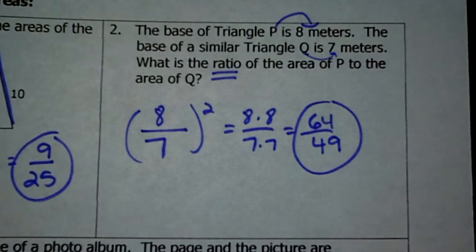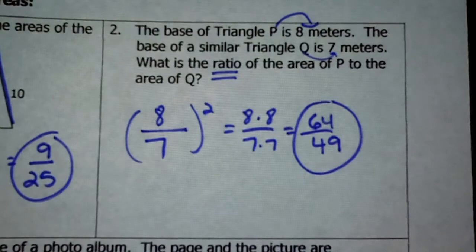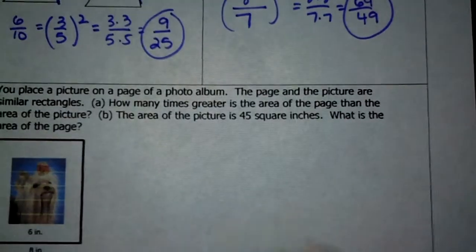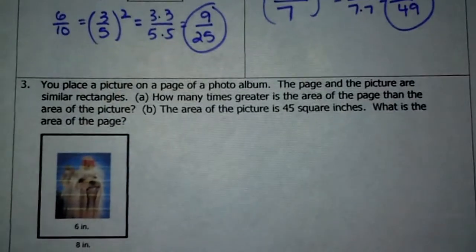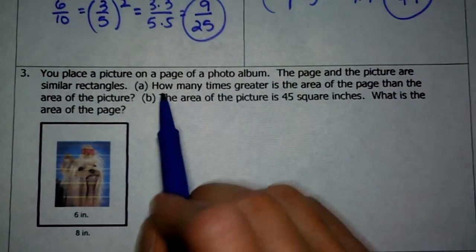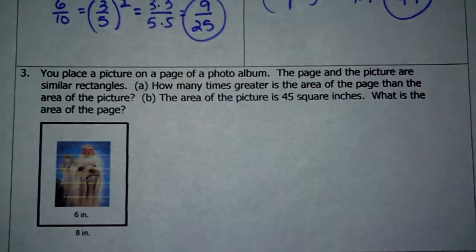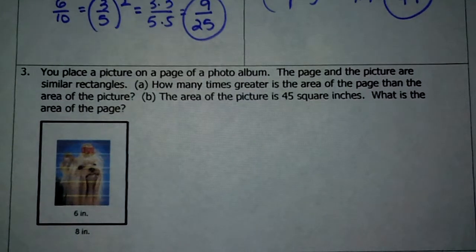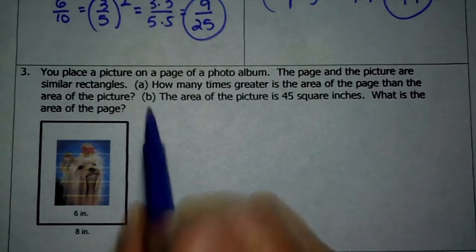All right, last one, and this is a similar application problem, kind of like number 3 on the front side. It says, you place a picture of a cute little Yorkie dog. Isn't that adorable? You place a picture on a page of a photo album. The page and the picture are similar rectangles. So I'm sure you've seen a photo frame like this. This is just an album.